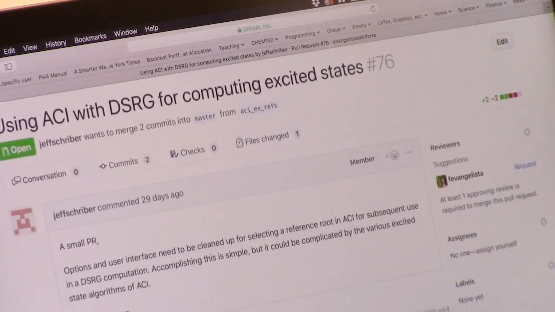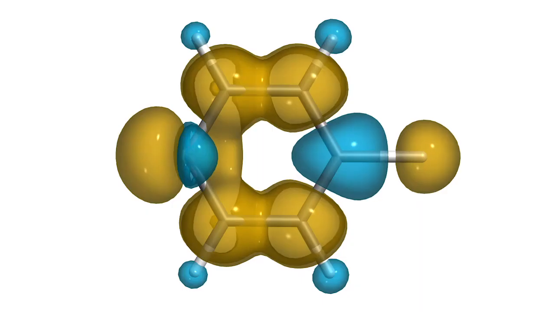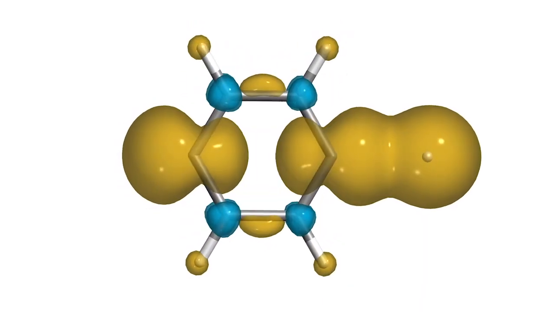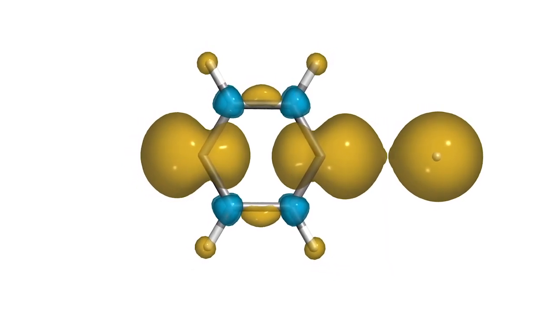Now, in my group, we develop new methods to simulate molecules, and we use them to study how chemical bonds form and break, and what happens when molecules interact with light. These tools help us predict the properties of molecules and how they react. And in doing so, we can actually see what the electrons are doing during a chemical reaction.